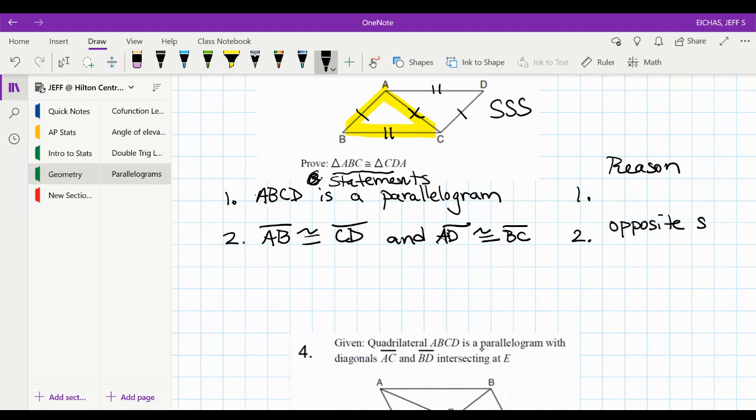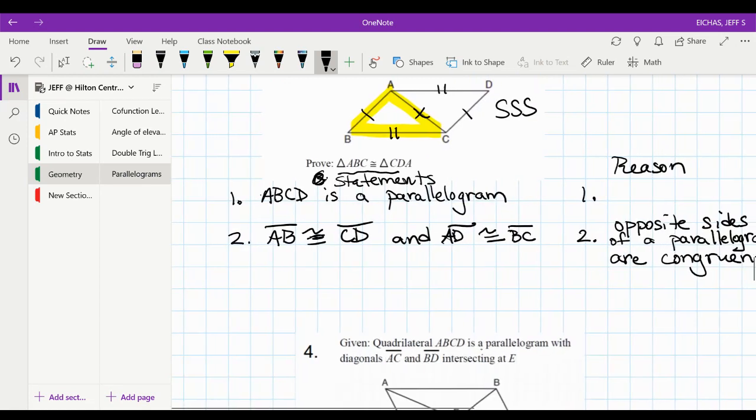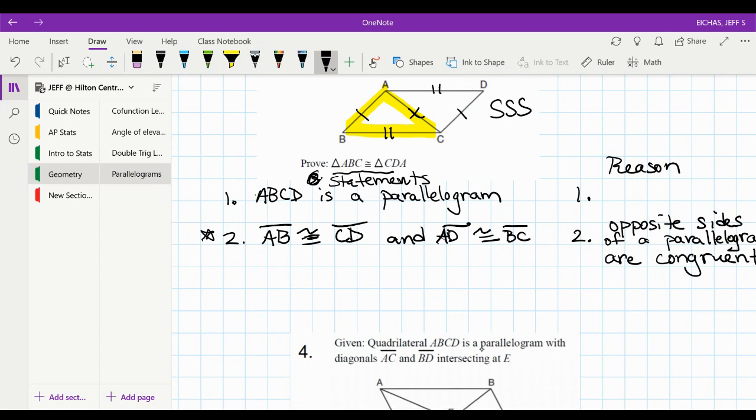And I will help you with that one because it's new. Opposite sides of a parallelogram. Now be careful, this one oftentimes gets messed up. We'll have students say parallel. That's true, but we wanted to say congruent, so you got to make sure you say are congruent. Got to make sure that your reason follows what you're trying to say in your statement. A little bit tricky on proofs.